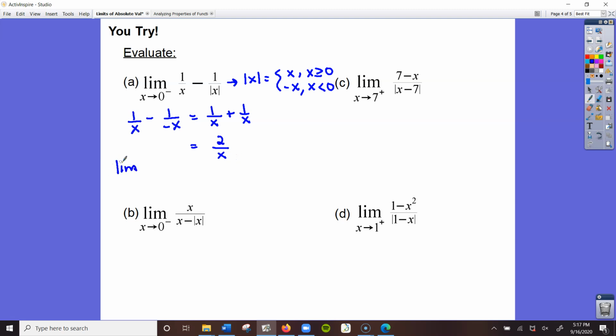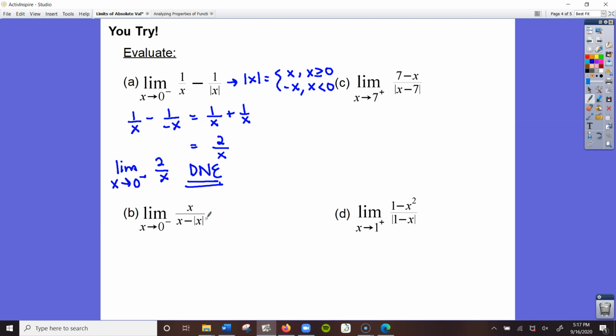Now that I've worked it out, I'm ready to plug in my value. So we're looking for the limit as x is approaching 0 from the left of 2 over x. And if I plug in 0 into the denominator, I still get 0 in the denominator, meaning that limit does not exist.